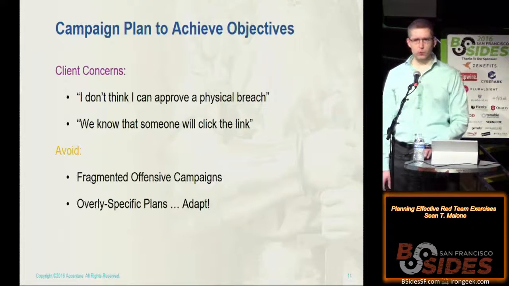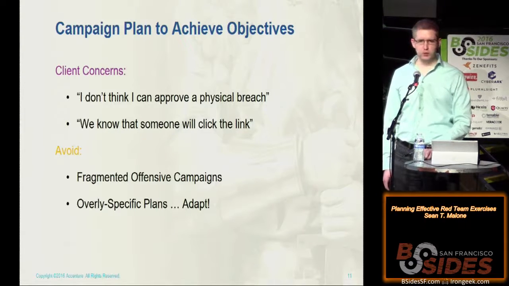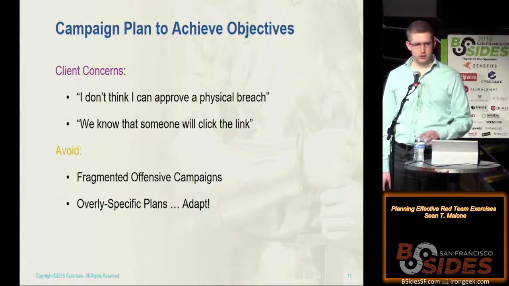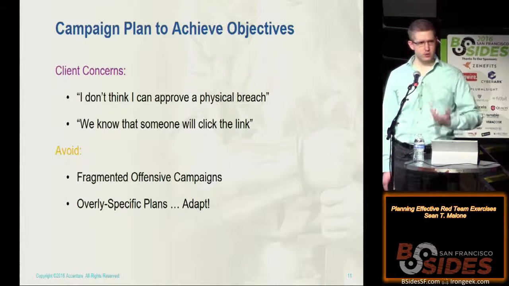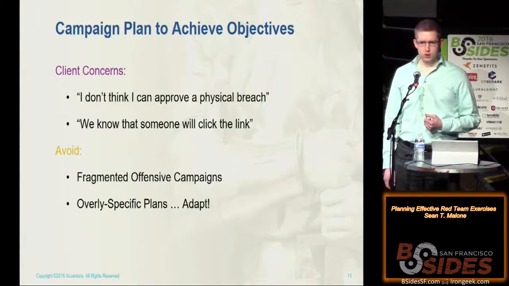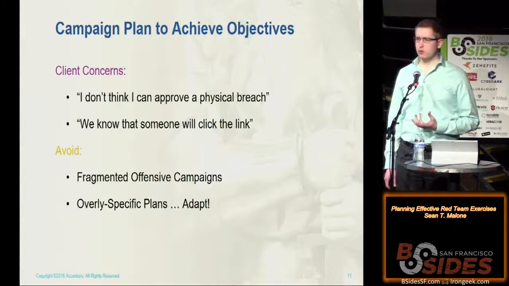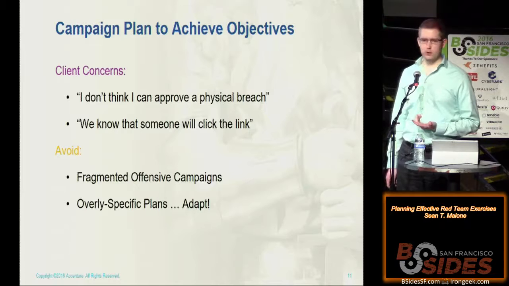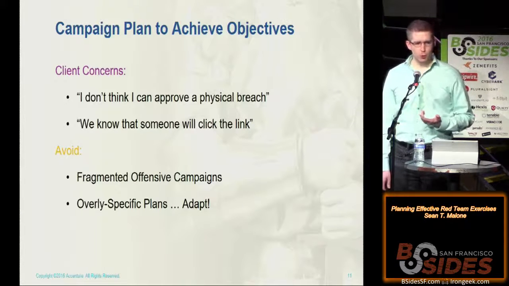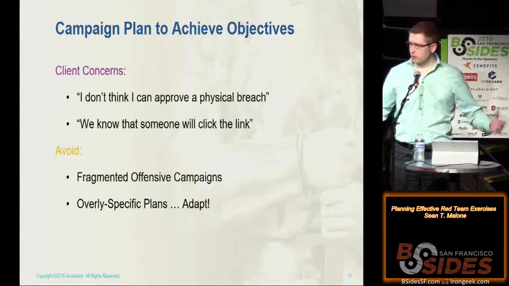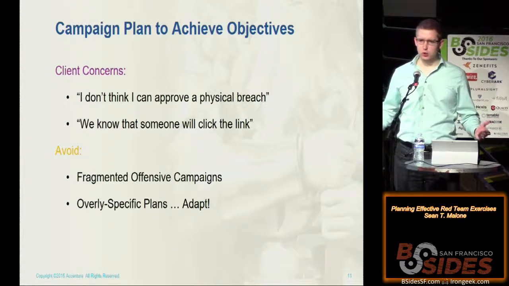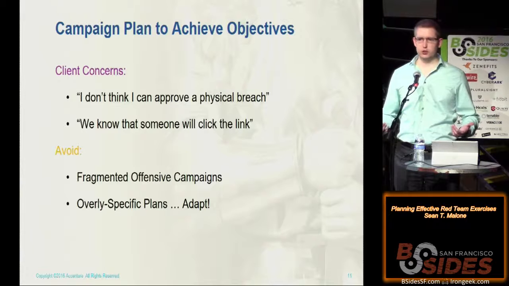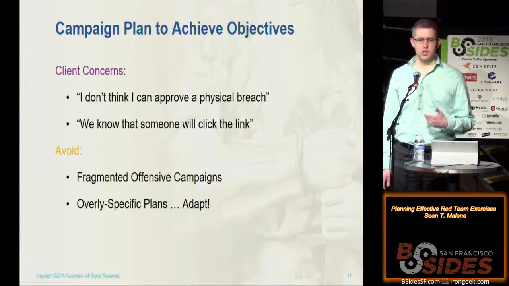Second, we know someone will click that link. This is in regards to the social engineering, the spear phishing component. This is usually an indicator that they're not thinking of the type of spear phishing assessment that we would include in an adversary simulation. We're not looking to send out 1,000 messages and see who clicks the link, because that's very noisy. It raises the profile, and it's almost certainly going to be noticed and blocked by the blue team.